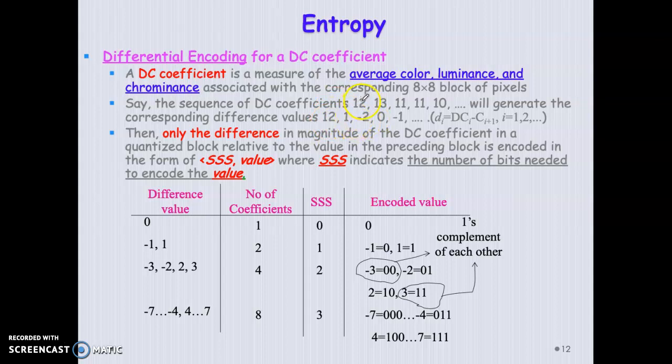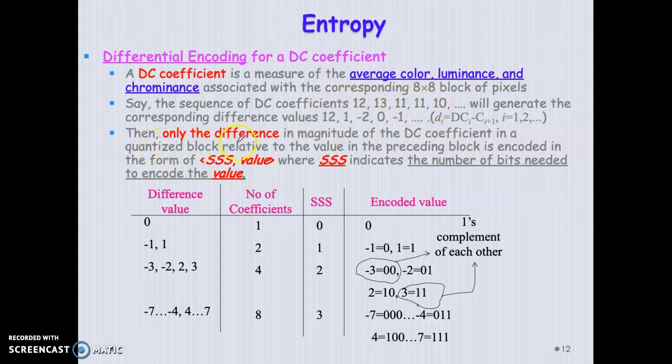So you get the difference between these two. 12 and 13, you will get 1. 13 and 11, you will have -2. The difference between the adjacent values. 11 minus 13 is -2. 13 minus 12 is 1. 11 minus 11 is 0, 10 minus 11 is negative 1. So that's how you get the difference between the DC coefficients.